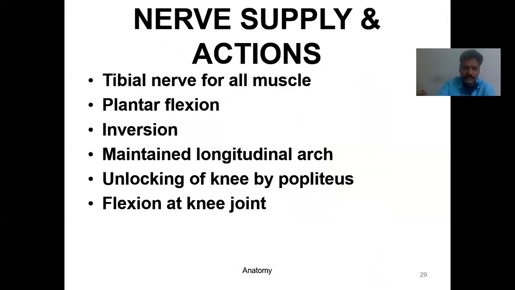So, coming to the nerve supply and actions, the tibial nerve supplies all the muscles, mainly for plantar flexion and inversion. All these muscles maintain the longitudinal arch of the foot, and the unlocking muscle of the knee joint is called popliteus. So, these muscles also flex the knee joint.